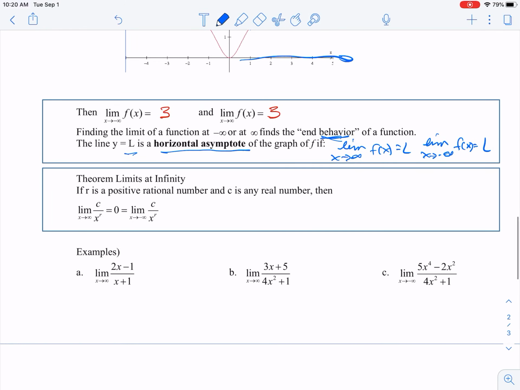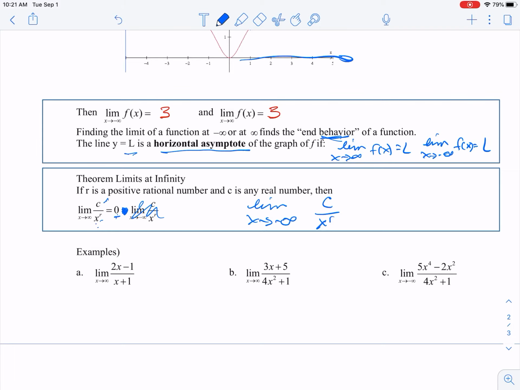Here's a theorem of limits at infinity. If r is a positive rational number and c is any real number, this is a false statement. That equal sign shouldn't be there, so I'm just going to move this over here. The limit as x approaches negative infinity of c over x to the r equals 0. As x is getting huge, the bottom of your fraction is getting huge, so you have a constant divided by a huge number, and that's going to be 0.